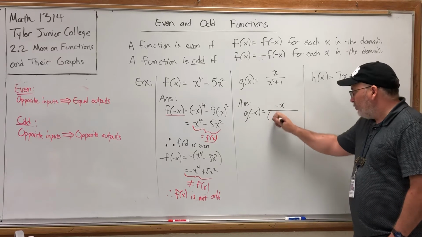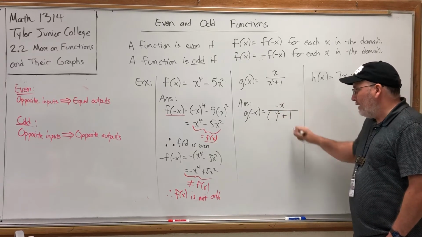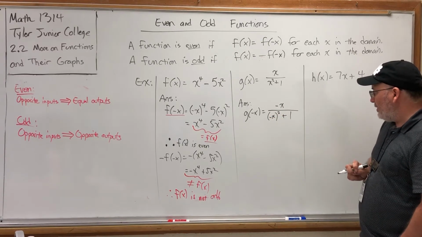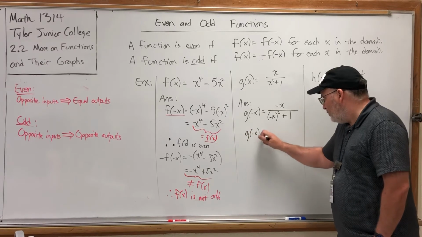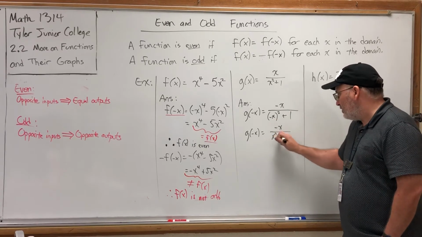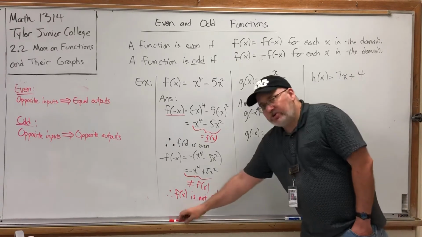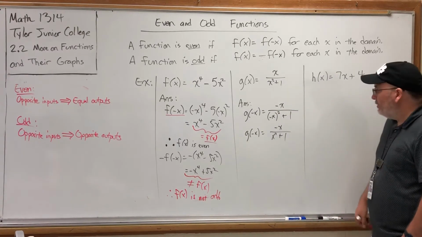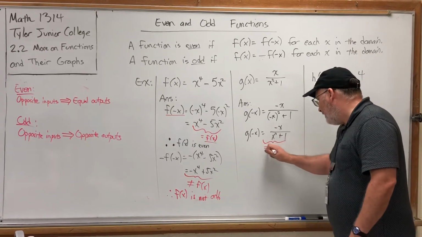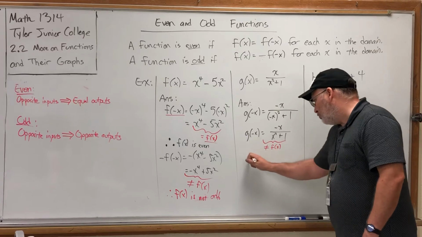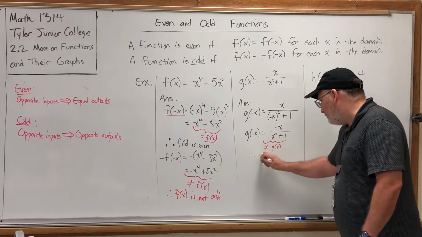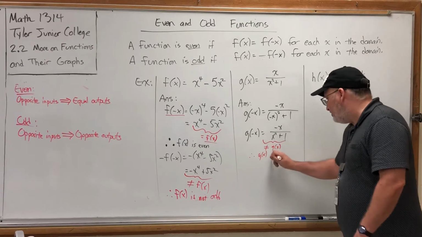But on the bottom, I do need parentheses because the x had a square on it, followed by a plus 1. So if we put a negative x in the denominator, in parentheses, then g of negative x is equal to negative x on top, and on the denominator, the square cancels the negative, and we're left with x squared plus 1. Is this the original? Almost. The denominators match, but not the numerators. So this is not equal to g of x, and the conclusion we draw is that g of x is not even.